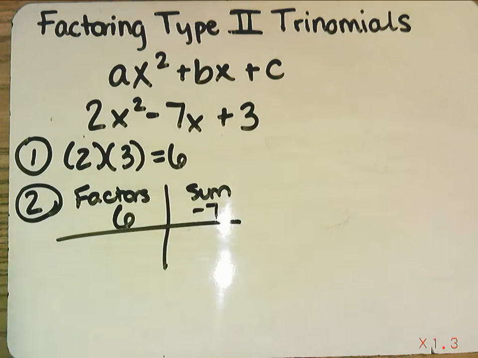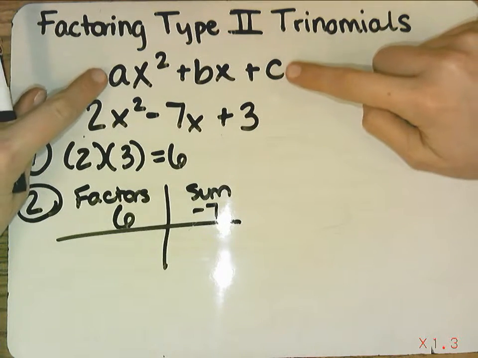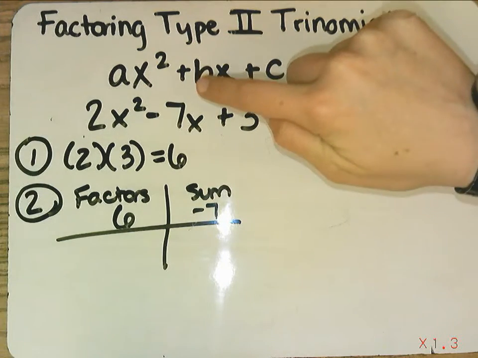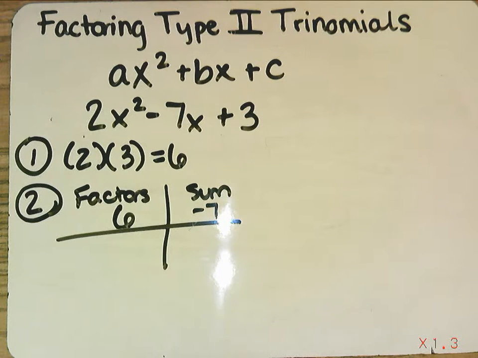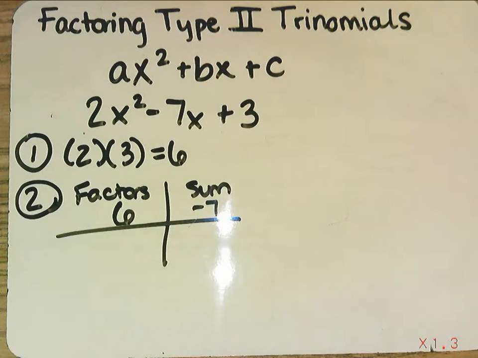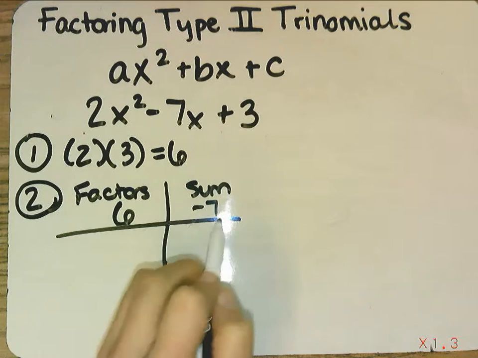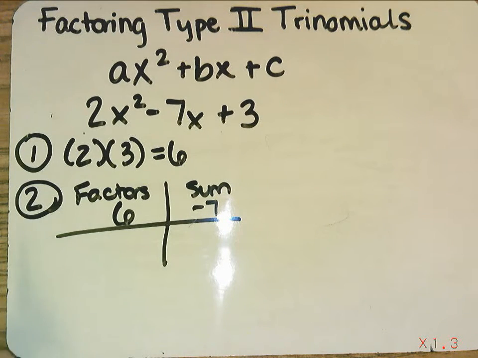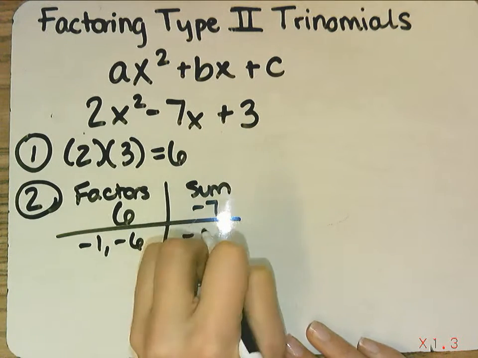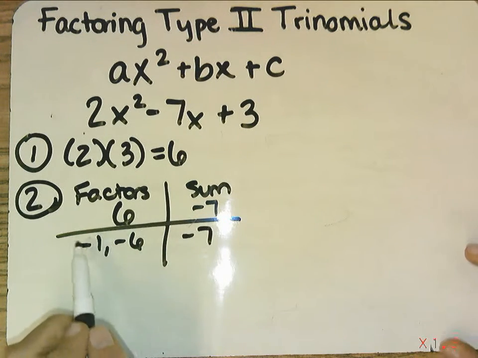So my first two steps: I multiply a and c, then I'm looking for factors of that product that have a sum of b. With type 1 and type 2 trinomials, the sum that you're looking for is always b. So that can hopefully help you remember. If I need a negative sum, the two factors I'll be looking for are both negative. So I'm going to do -1 and -6 first, and once you know it, those are the two factors I'm looking for.